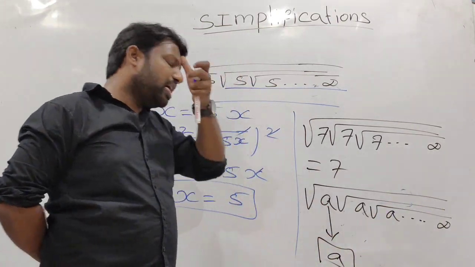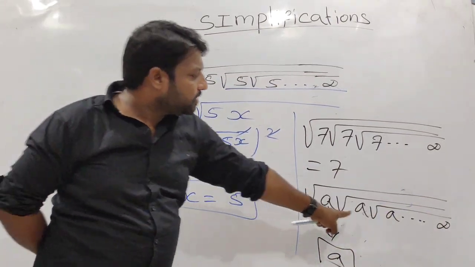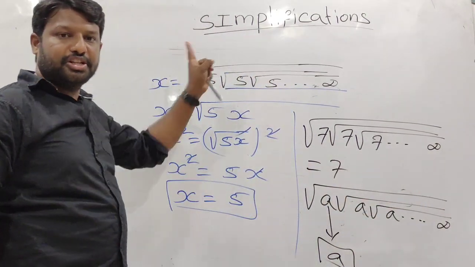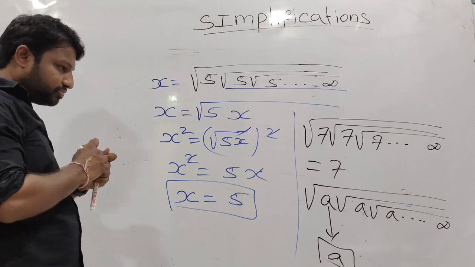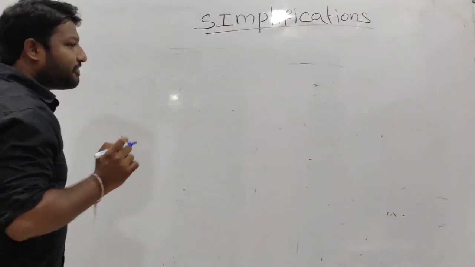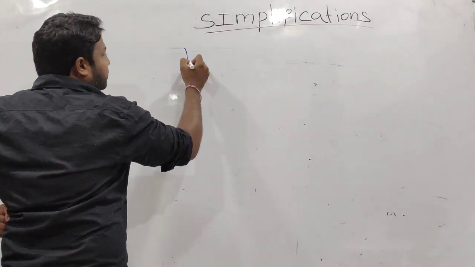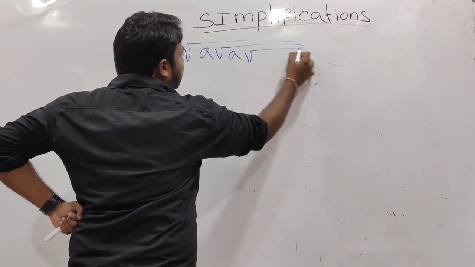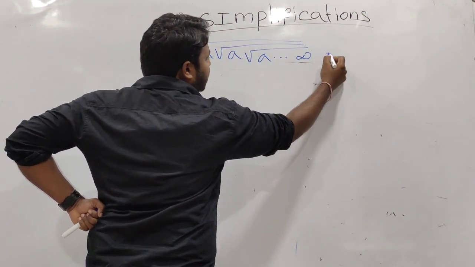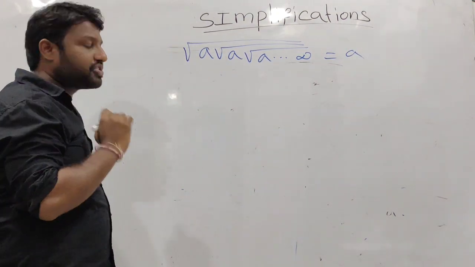Whatever the value of a is here, that is the value. So the terms should go up to infinity. This is the first method and this is the first proof. Okay, next one. My first conclusion is this: root a into root a into root a into so on up to infinity, the answer is directly a. This is my first conclusion.